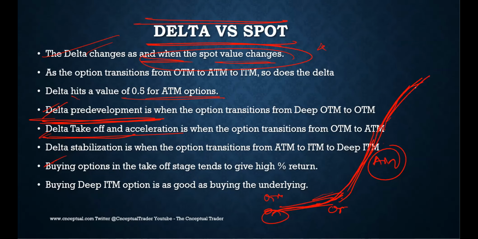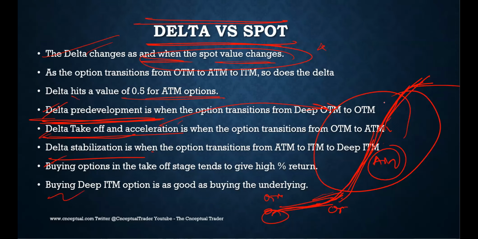When the option transitions from ATM to in the money and deep in the money, that we call delta stabilization. So this phase, delta takeoff and acceleration, is a very, very important phase. In this phase, whenever any option goes from OTM to ATM and then in the money, that option will increase exponentially in its value. And as you know, OTM options come cheap, so you can buy them at a comparatively lesser price. And because of delta takeoff and acceleration, their prices will increase exponentially.